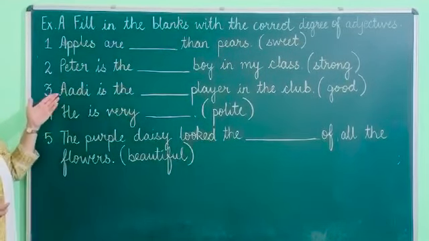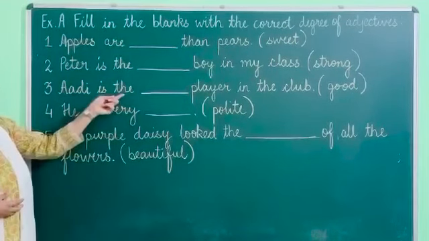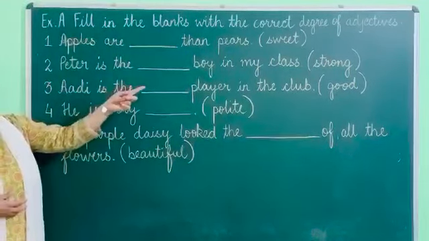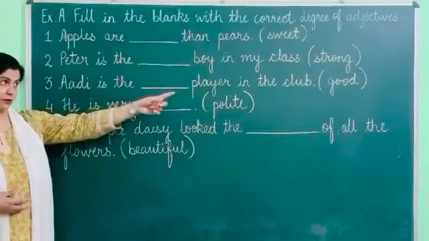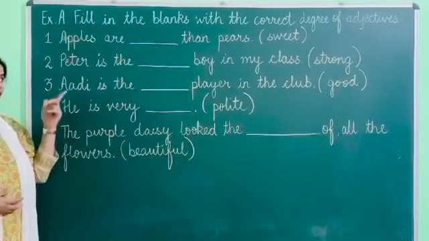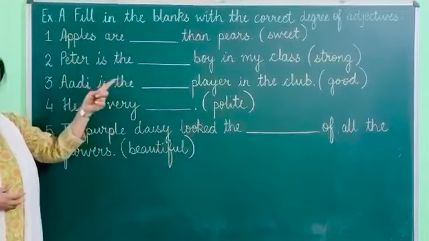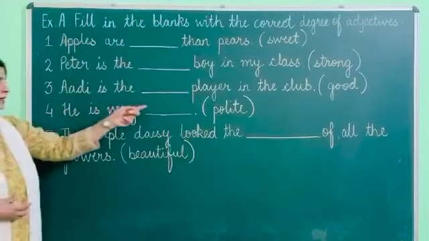Then number 3. Adi is the dash player in the club. Again, you can see the is there. So you have to write the superlative degree of the word good. You can go back to the 10 words that I had given you and see what was the superlative degree of the word good. Then number 4, he is very dash.